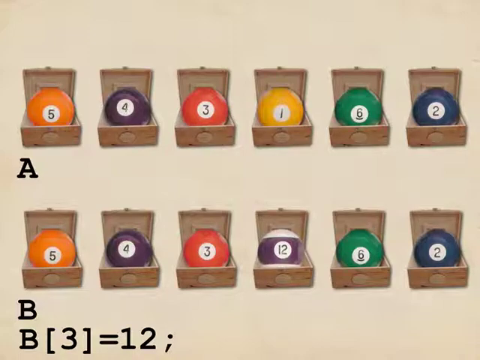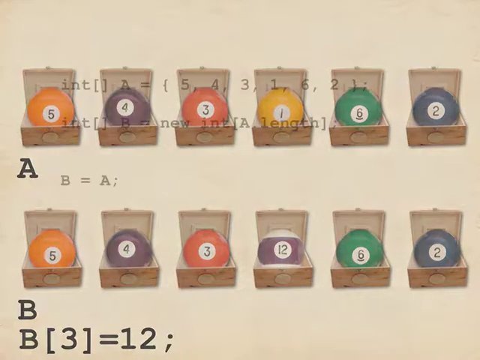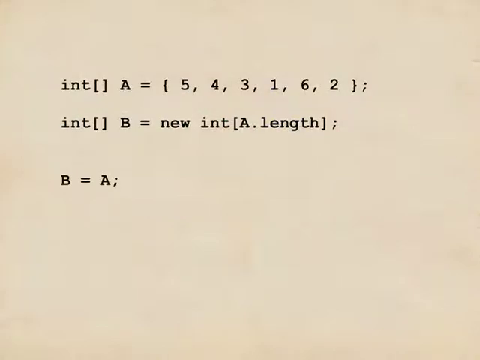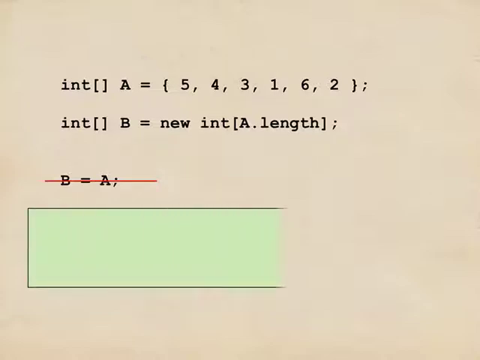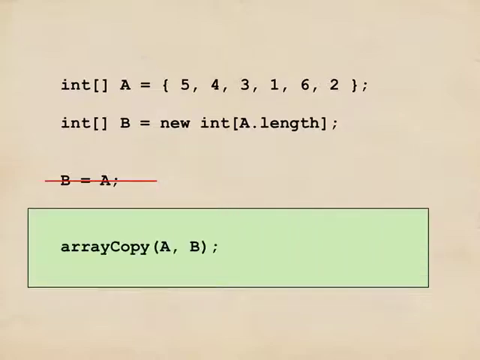So this is the only thing you have to remember. The trick is, if you want to make a copy of an array, don't do that. Don't say B equals A. Instead, use arrayCopy. That's what it's for, and that's what it does.